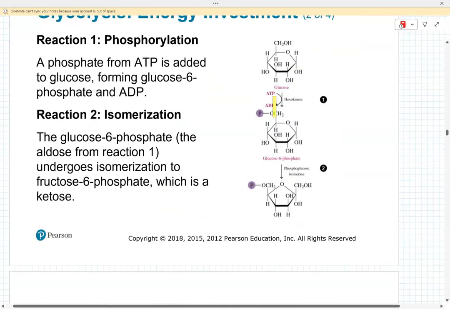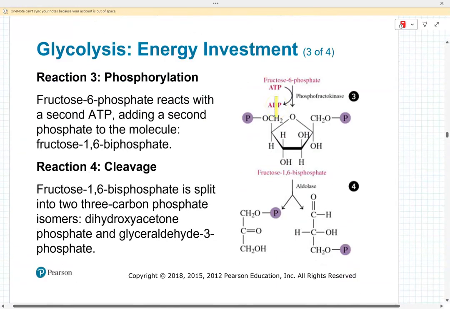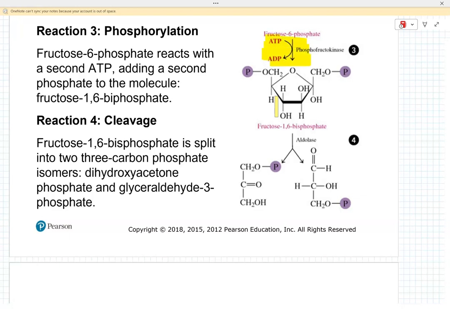So this illustrates the first investment, okay, which results in phosphorylation of glucose. And then glucose is isomerized. And then you have the fructose phosphate. And then fructose phosphate receives another phosphate in the second investment reaction. So you spend a second ATP molecule. So far, so good?